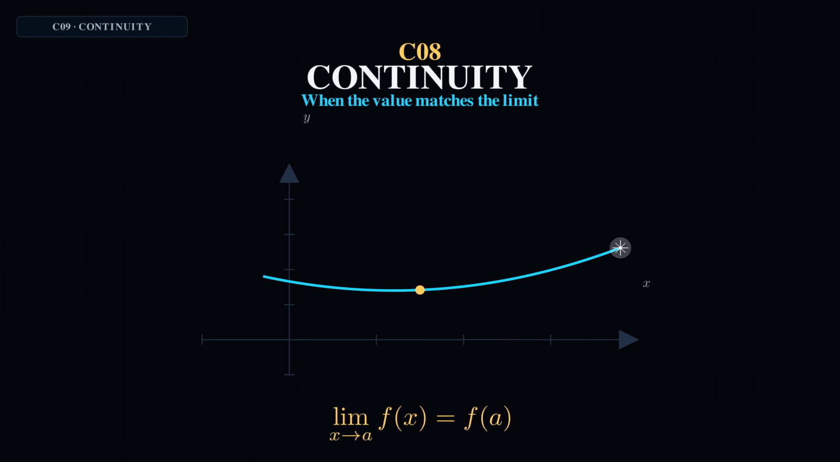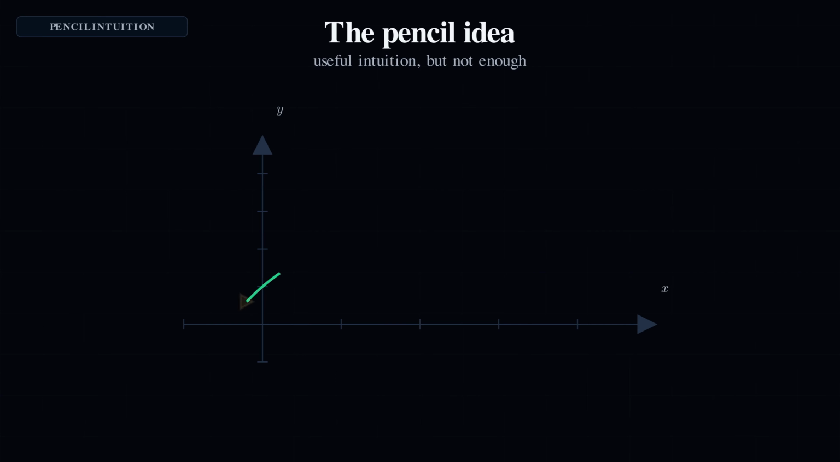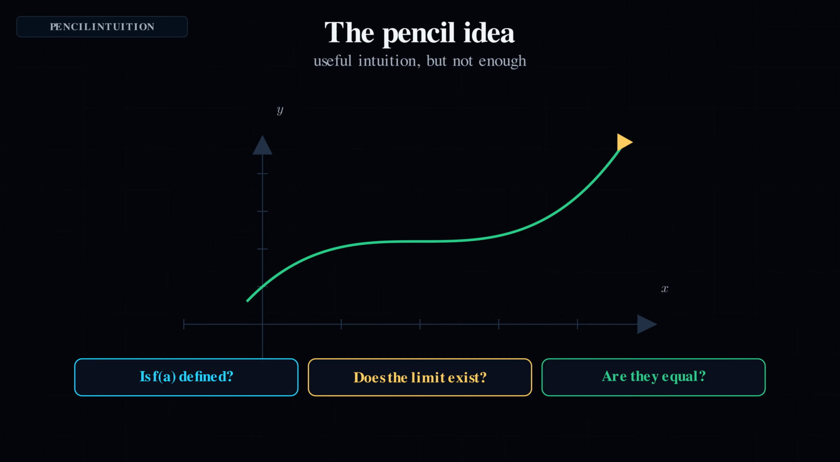Continuity means the exact value at the point matches the value the nearby graph is approaching. Imagine drawing a graph with a pencil. If your pencil moves across the graph without a break, a hole, or a jump, the graph feels continuous. But this pencil test is only an intuition. Mathematics needs a sharper test. A graph can look almost continuous, but still fail at one point.